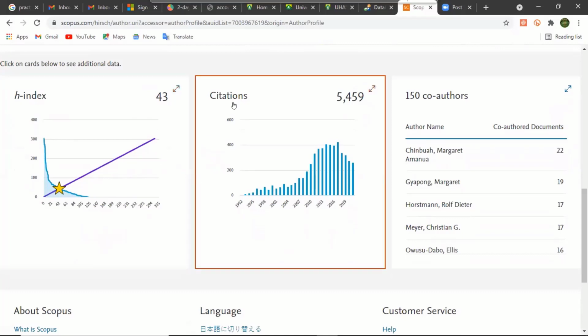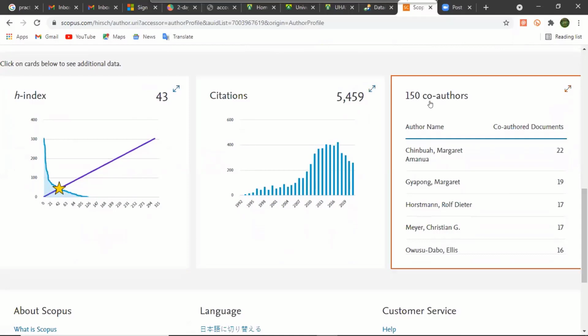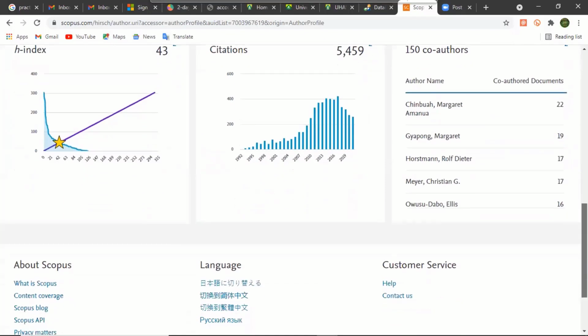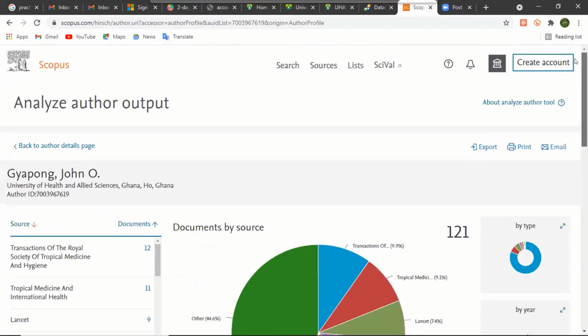Then you can see the number of citations. It means that out of his 121 publications, he has been cited 5,459 times. Okay, and of course, it tells us his co-authors. So in terms of collaborative work, you can see that he has collaborated with over 150 other authors. So these are some of the brief things that we can do with Scopus author searches. All right, don't worry.